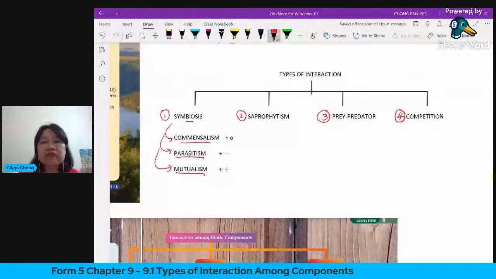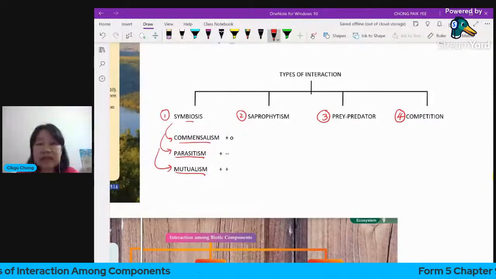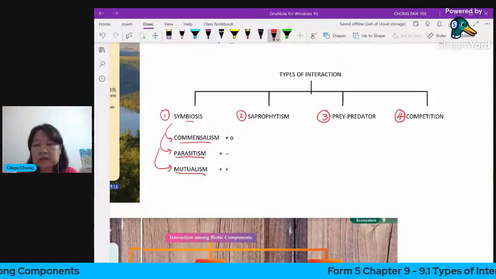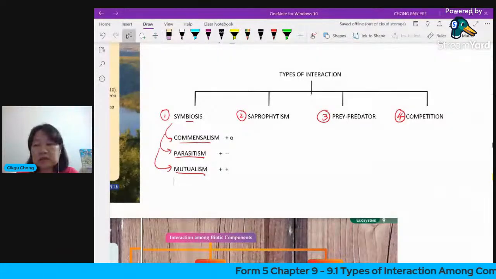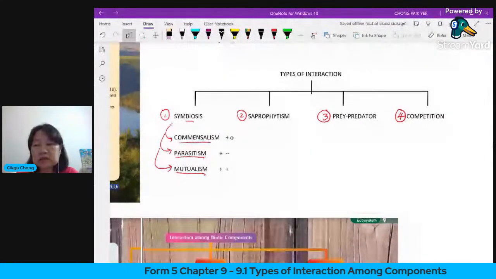For parasitism, one positive, one negative. One party gains, the other party will lose. The other party will suffer the consequences of the relationship. That means they will lose something, maybe nutrients or something else.